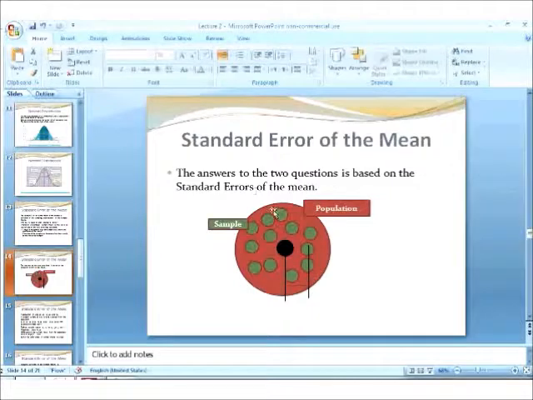So for the standard error of the mean, see, this red circle over here is the whole population data set that I collected. Now it has some mean. Then what is the standard error? If I take small samples out of it and compute their means, and then compute the standard deviation of the means of these small samples, that standard deviation is the standard error of the mean. Clear?